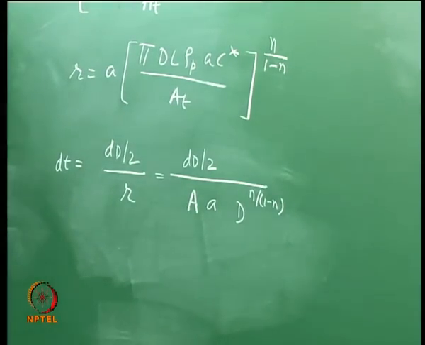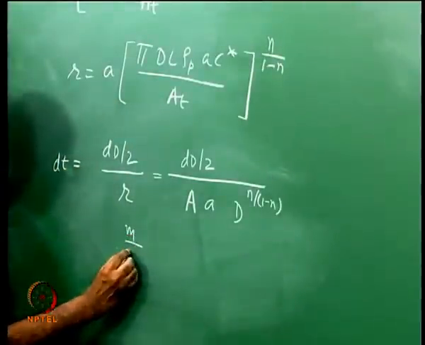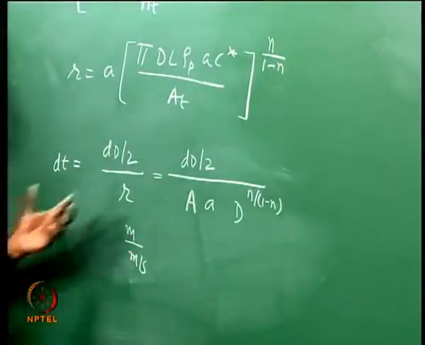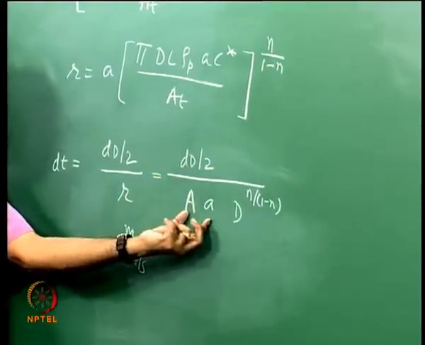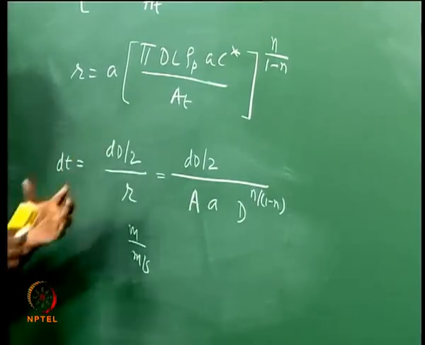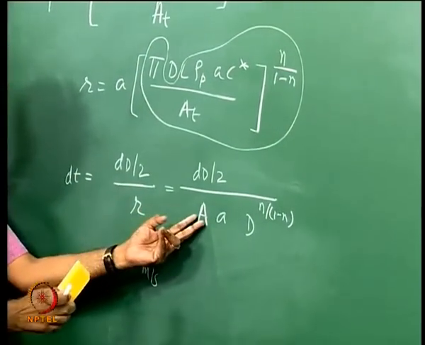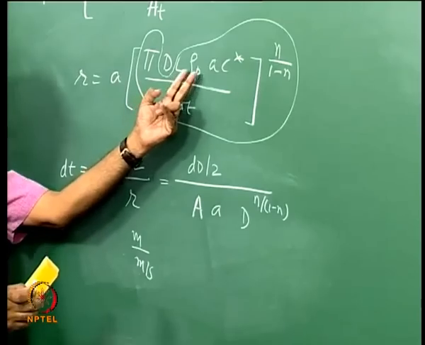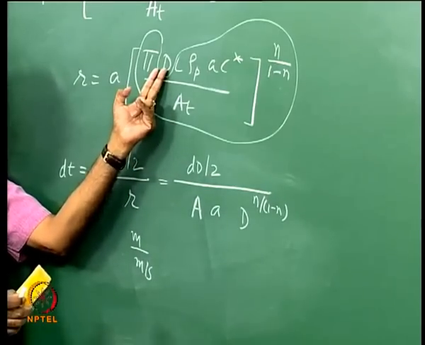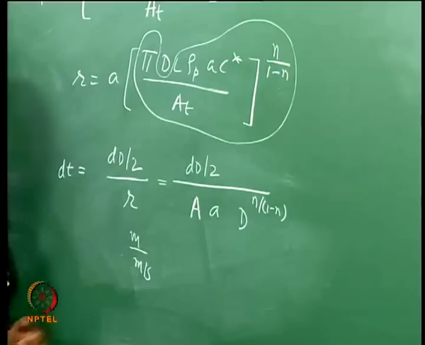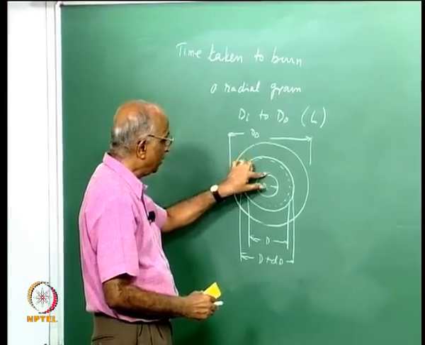Please let's check if it is all right. All what we are telling is this has units of length, say meters, divided by meter per second, this is the time taken. You have dd by 2 is the distance propagated through a small distance dd by 2 divided by a into, I club all the factors other than this in terms of a over here, where a is equal to pi L rho p a c star by a t to the power n by 1 minus n, that is a into d to the power n by 1 minus n. I have to integrate out, and what is it I have to integrate? The time taken to burn from here to here, it is at 0.